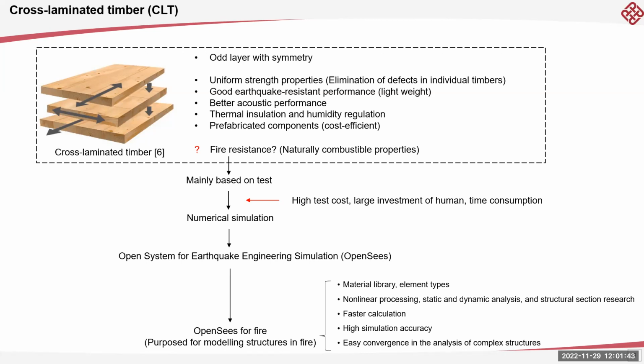The Open System for Earthquake Engineering Simulation, OpenSees, was selected and developed by some researchers into OpenSees for Fire in order to model structures in fires. It has material libraries and different element types. It can deal with nonlinear processing, static and dynamic analysis. For advantages, it has faster calculations and high simulation accuracy, and it has easy convergence in the analysis of complex structures.